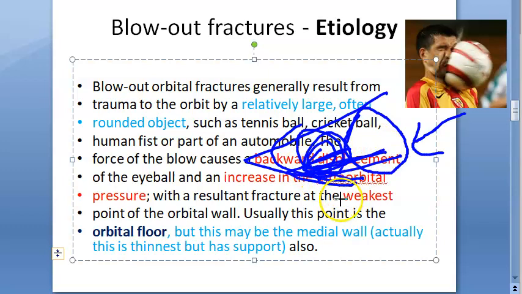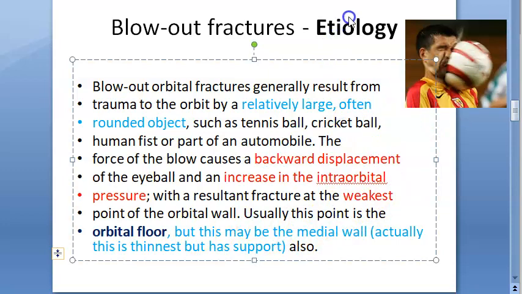There is increased pressure. At the weakest point, this orbit will give way. They are saying the weakest point; what gives way is the orbital floor. First the orbital floor gives way, and then the medial wall gives way, okay? Usually this point is the orbital floor, but this may be the medial wall. So it can be either floor or wall. So did you understand why it is indirect now?